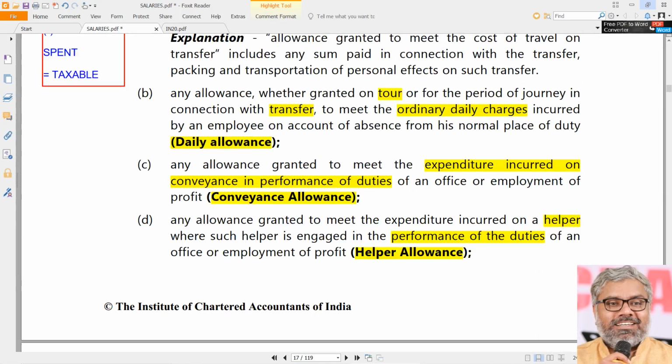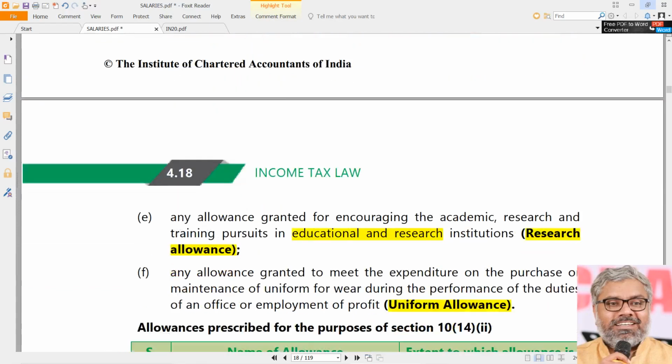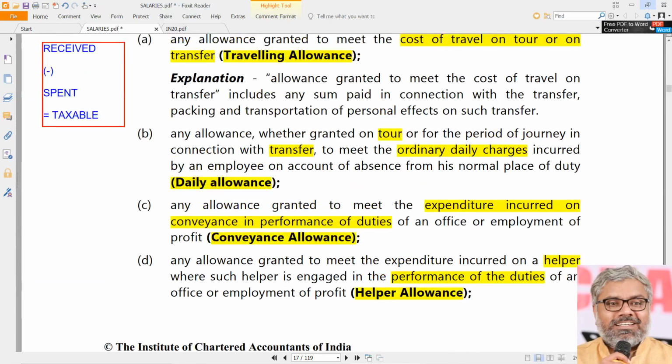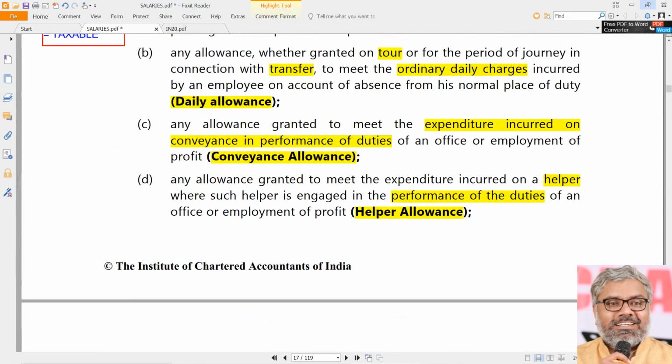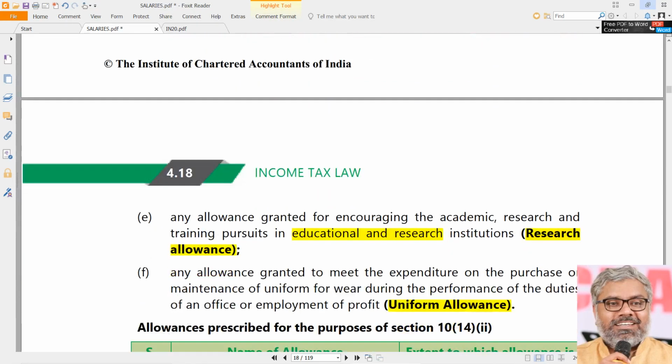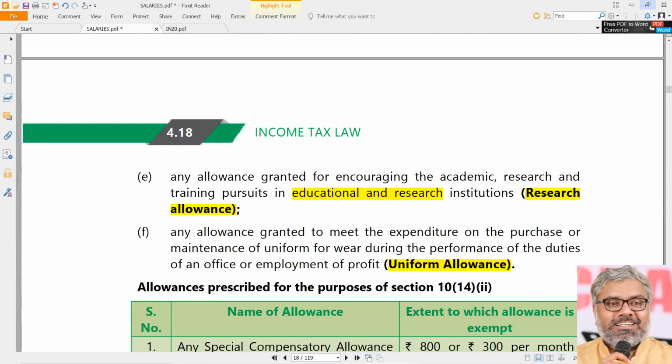So these are all various cases. All these cases, you need to remember each of them, name-wise. TA, DA, traveling allowance, daily allowance, conveyance allowance, helper allowance, research allowance and uniform allowance. These are all the allowances which are exempt to the extent they are spent.